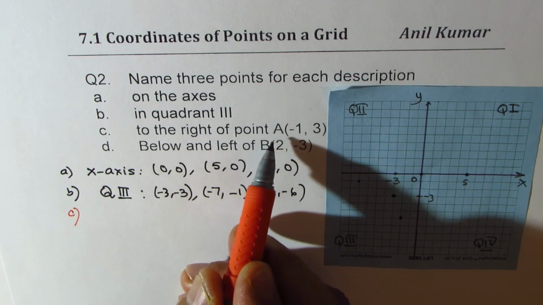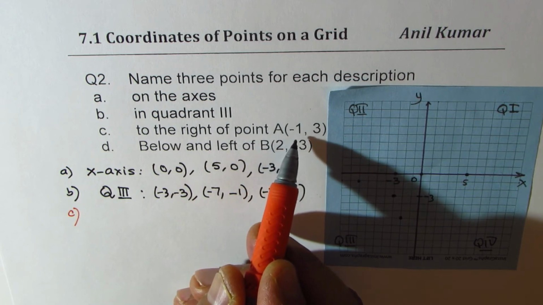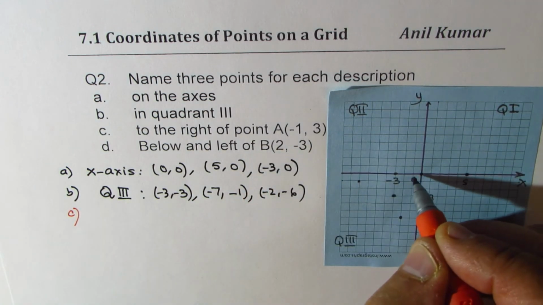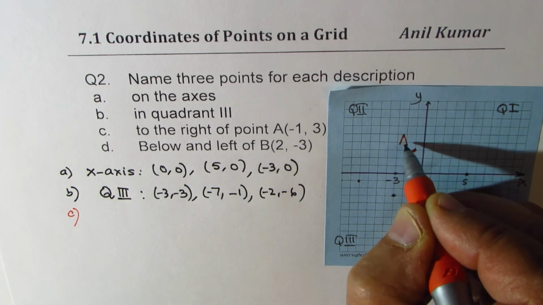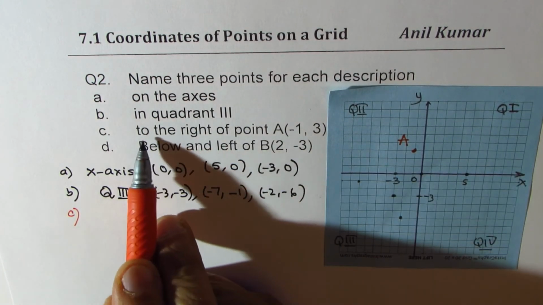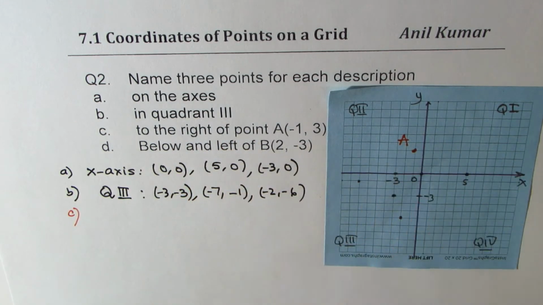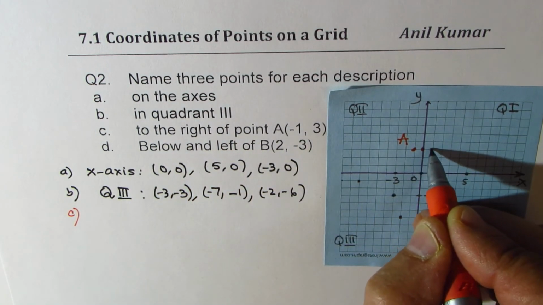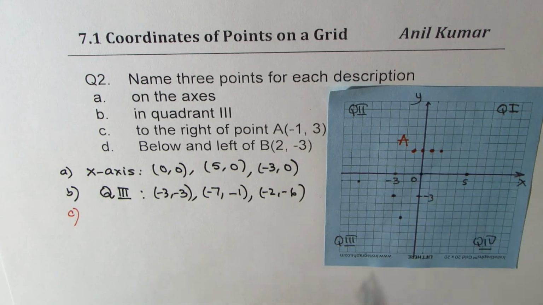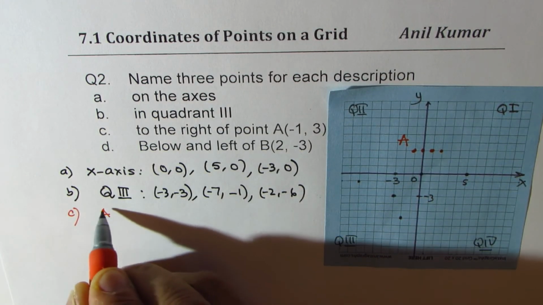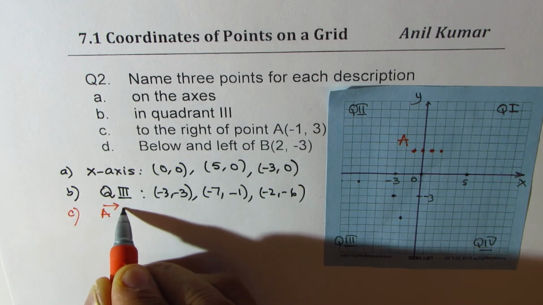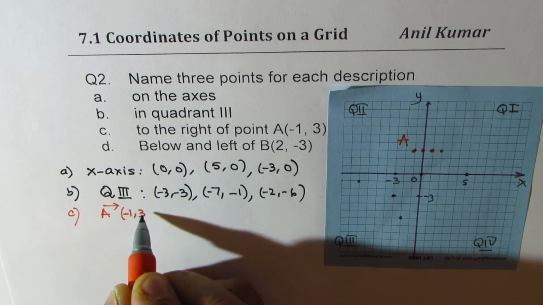Now, let's work for example C. To the right of point A, which is minus 1, 3. So minus 1 and 3 is that point for us. So this is point A for us. We want something on the right side of A. That means we could have these points which are on the right of A. So we are going towards the right side of A. A is minus 1, 3.